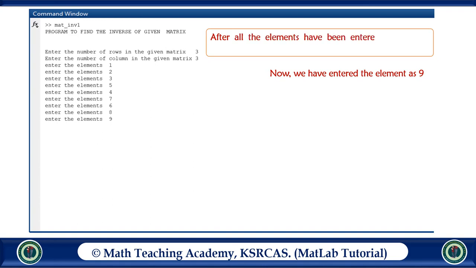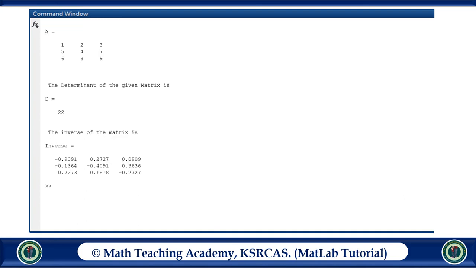After all the elements have been entered, if we press enter, then it will display the results in the command window. So this is the result. The determinant of the given matrix is D equal to 22. The inverse of the matrix is inverse equal to this.